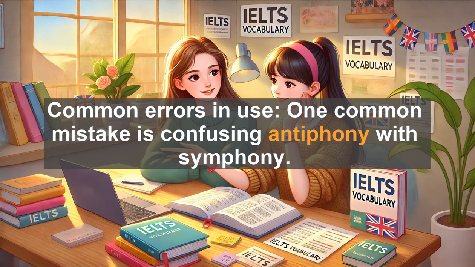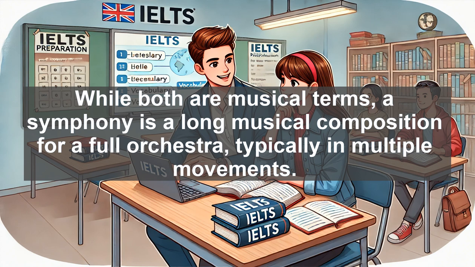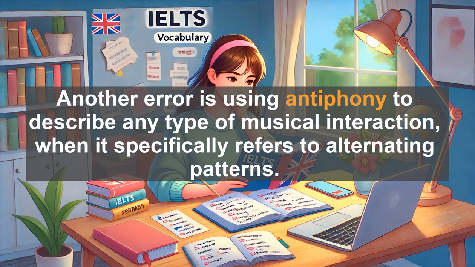Common errors in use. One common mistake is confusing antiphony with symphony. While both are musical terms, a symphony is a long musical composition for a full orchestra, typically in multiple movements. Another error is using antiphony to describe any type of musical interaction, when it specifically refers to alternating patterns.